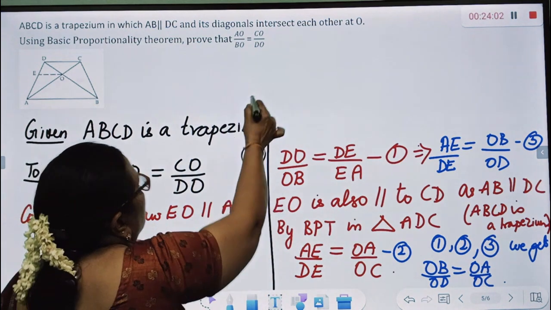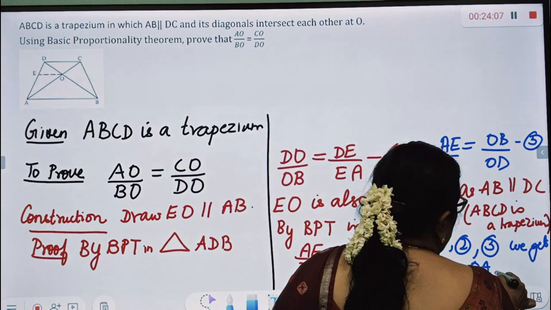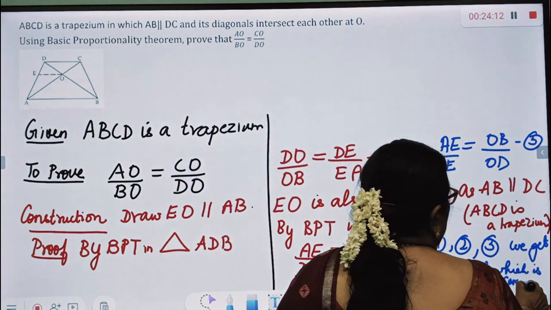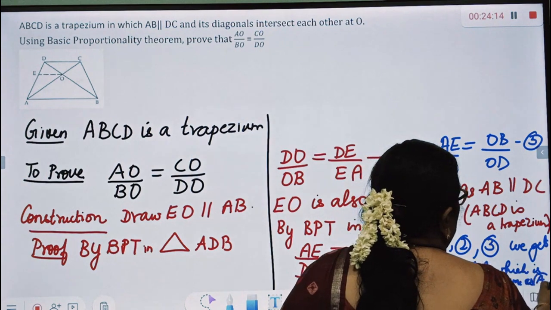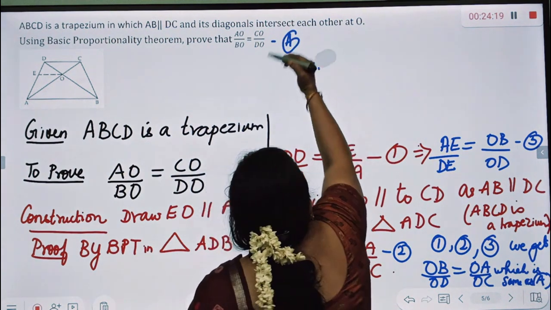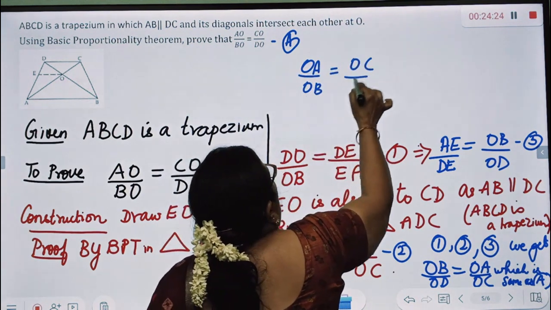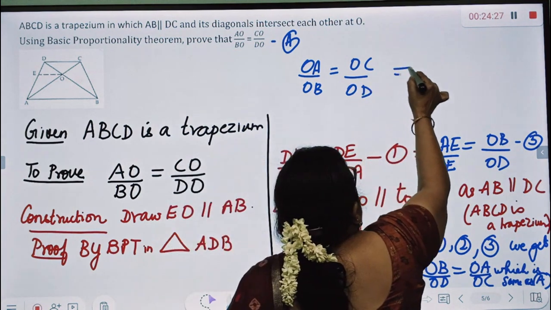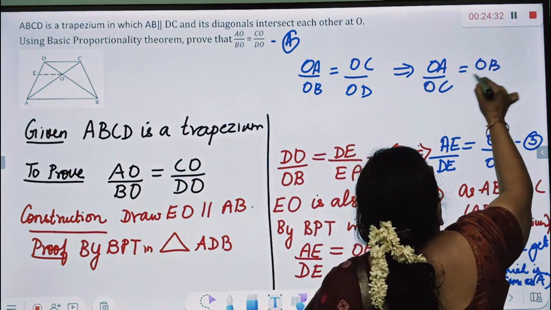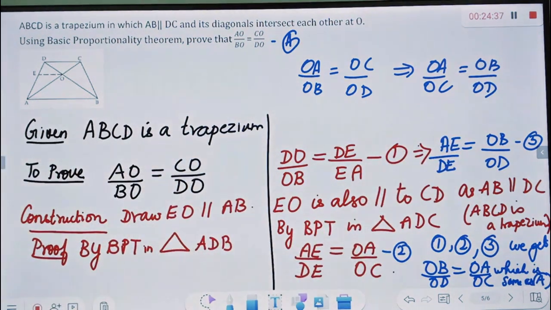Which is the same as OA by OB equal to OC by OD. Implies OA by OC equal to OB by OD. Both are one and the same. Both are equivalent statements, which is what we have proved. Are you able to follow?